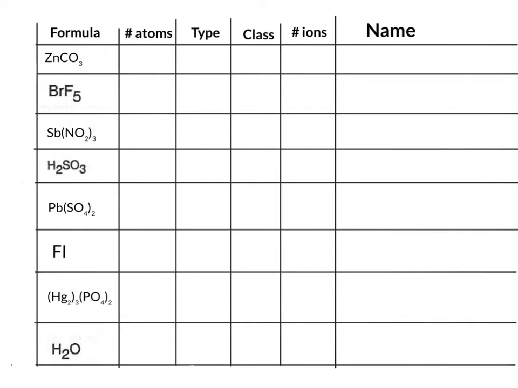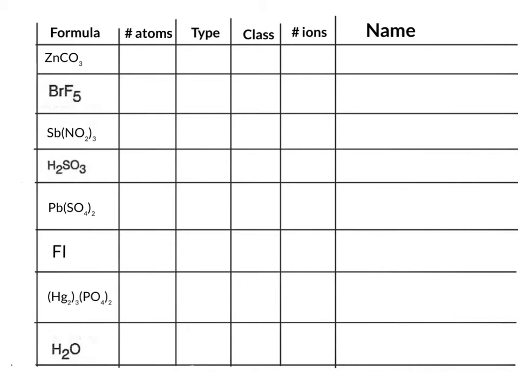For the name of it, lead has 2 choices, so we're going to put lead, parentheses, and we're going to fill that in a moment. And then we have sulfate, SO4 is sulfate. We have 2 of those sulfates. Sulfate has a -2 charge. That means that the total charge for the lead must be 4. So we have lead(IV) sulfate.